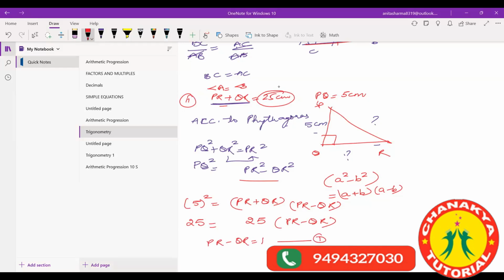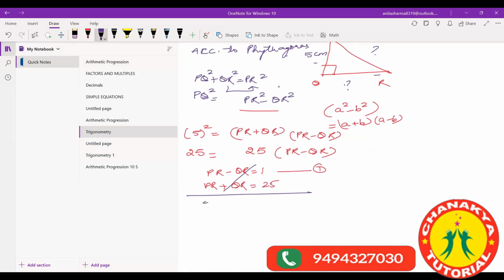And the second equation we have already given that PR plus QR is equal to 25. This is your NCERT question, beta. Now, you can apply the elimination method, because QR, QR both are having alternate signs. So, subtract them.